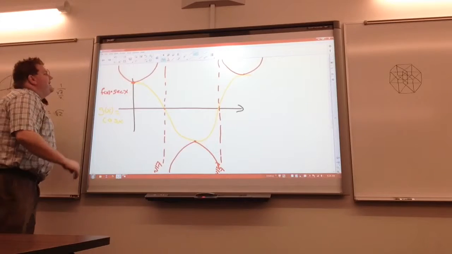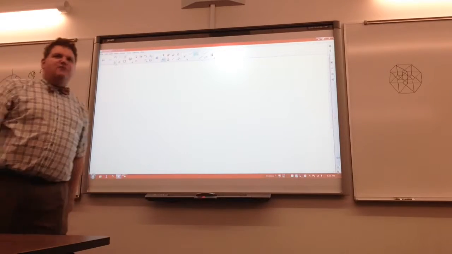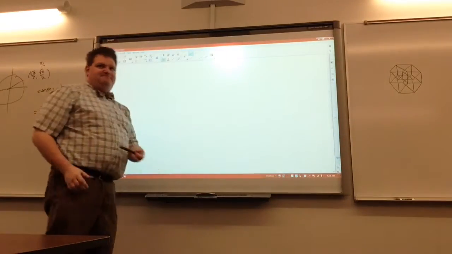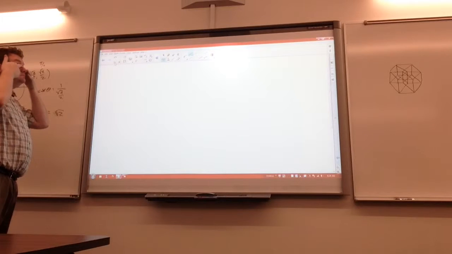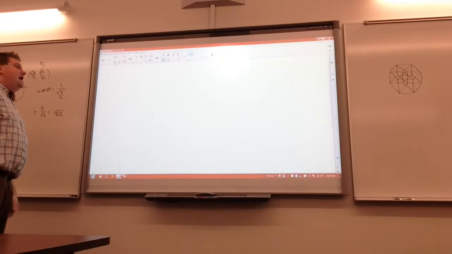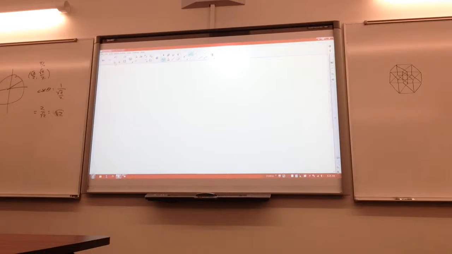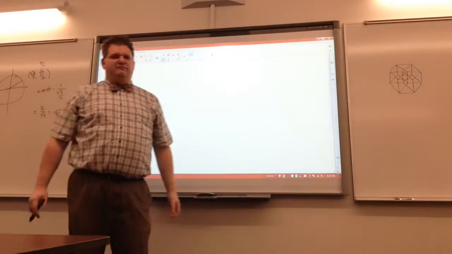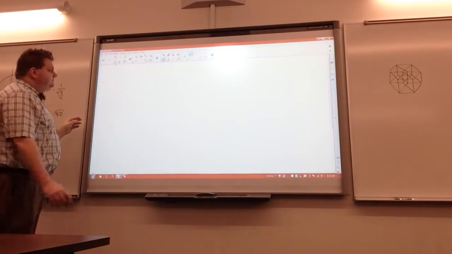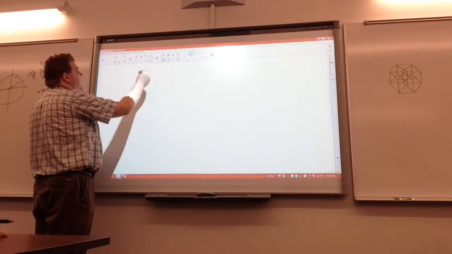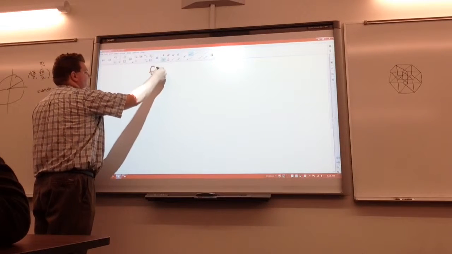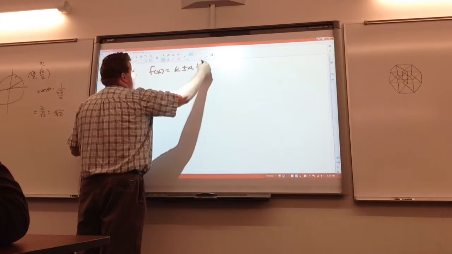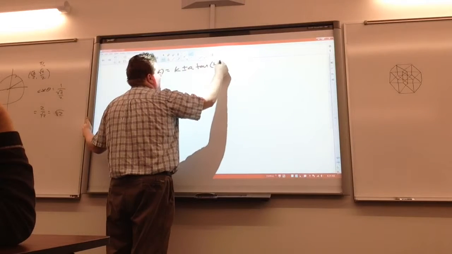Okay, let's look now at the last 2, the tangent and the cotangent. Tangent and cotangent are different. They're not going to behave the same way as sine, cosine, cosecant, and secant behave. So we're going to look at, in this case, f of x equals k plus or minus a tangent of bx minus h.